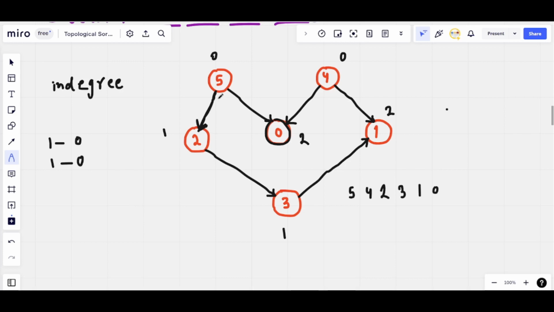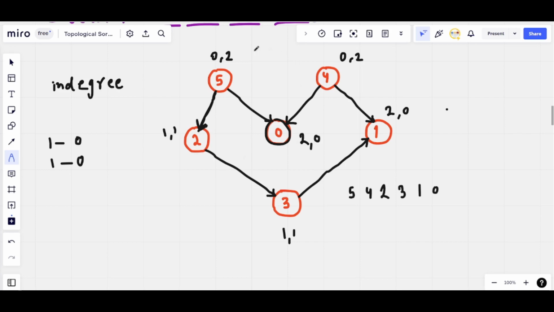For instance, for node number 5 we have two edges going out of this node, this edge towards node number 2 and this edge towards node number 0. So we have out degree as 2. For node number 4 we have out degree as 2. For node number 1 the out degree is 0. For node number 0 the out degree is 0. For node number 3 the out degree is 1. For node number 2 the out degree is 1.